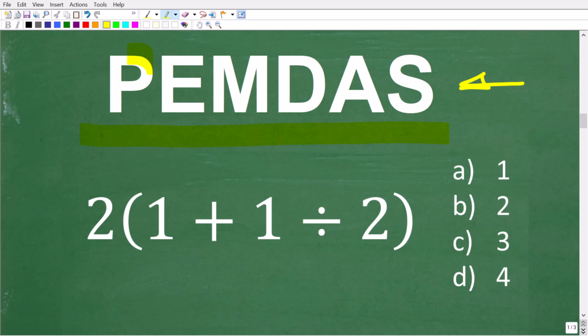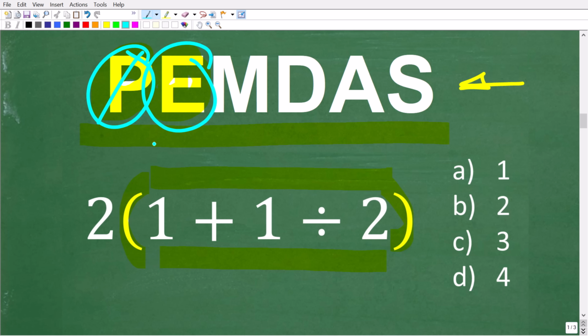Okay, so let's start with P here. Do we have any parentheses? Well, clearly we do. So that means we have to work inside of the parentheses and get this all done before we do anything else. Now let's take a look at E. Do we have any exponents? We took a look at P, and now we need to ask ourselves, do we have any exponents? Do we see any powers here?